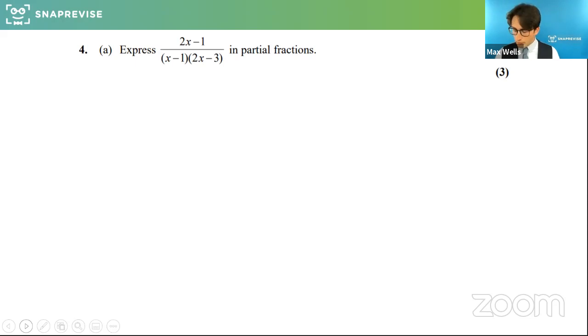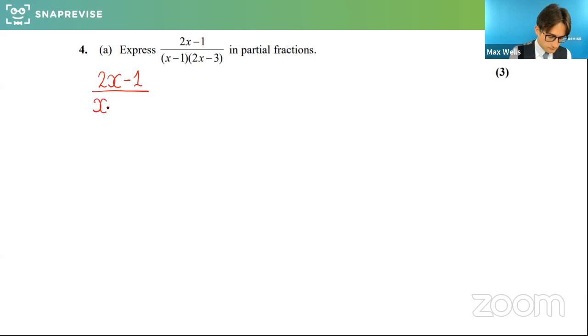Okay, so what we're going to do is, when it asks for us to write it in partial fractions, what we need to do is recognize that it wants us to write it in the following way. So we want to write this as something over x minus 1.